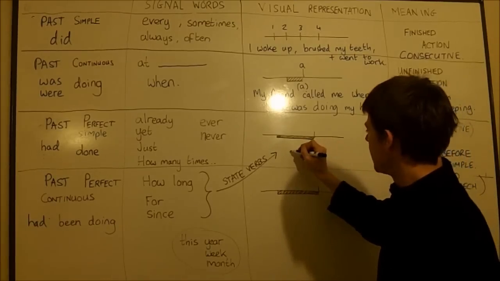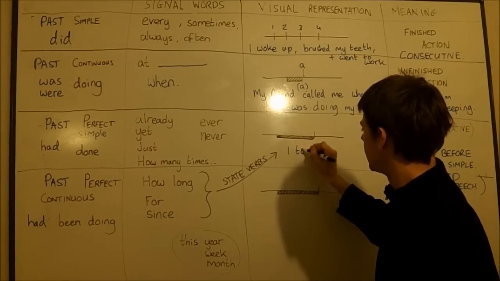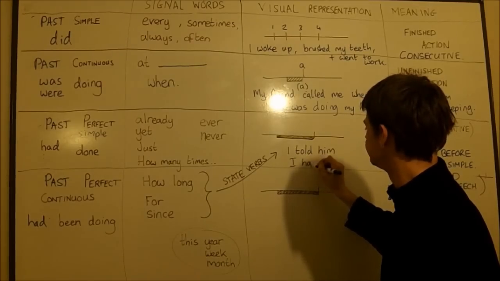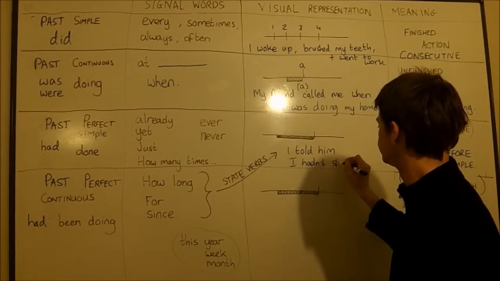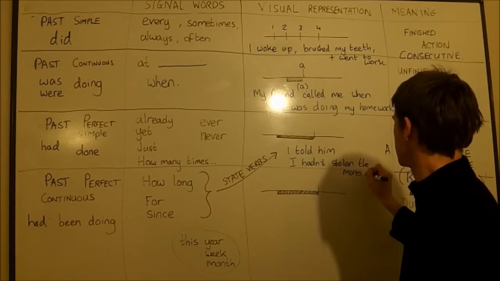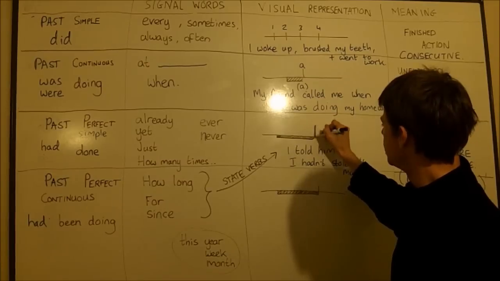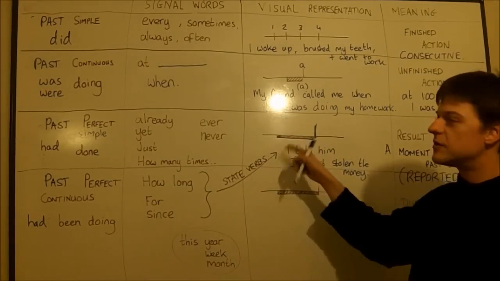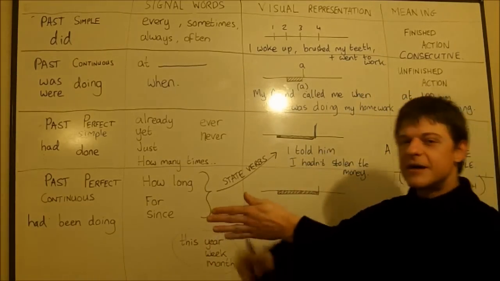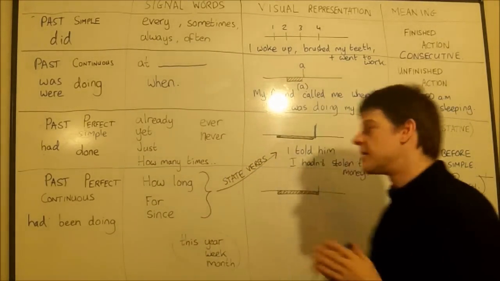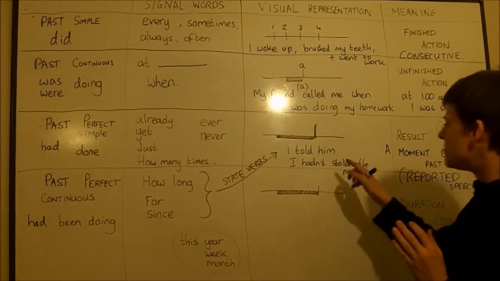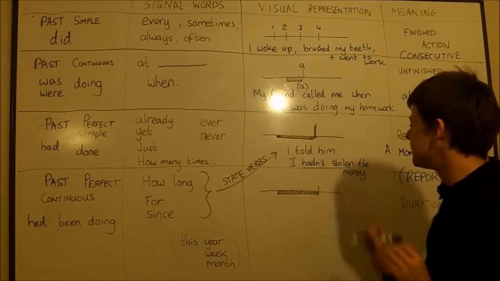I told him I hadn't stolen the money. Now, I told him is here on the line, and I hadn't stolen is before I told him. I told him that I hadn't stolen the money before that moment when I told him. But we could do it with another reporting verb. The important thing is that hadn't stolen happened before I told him.